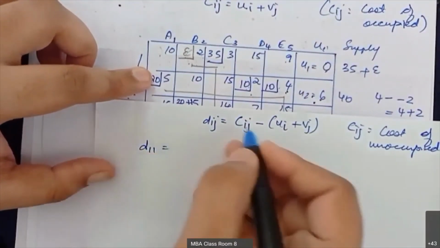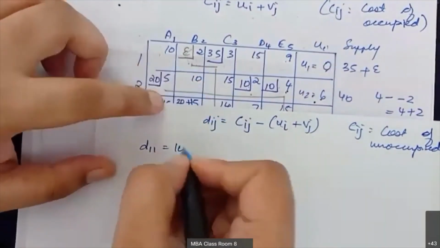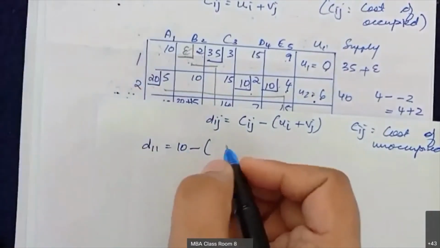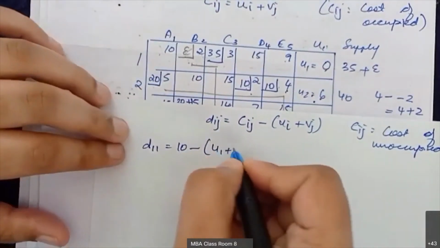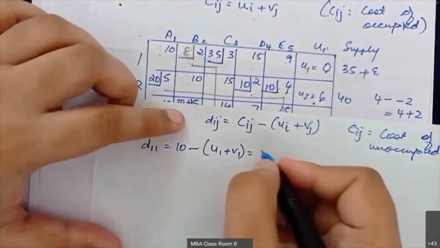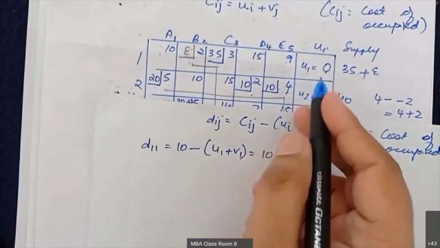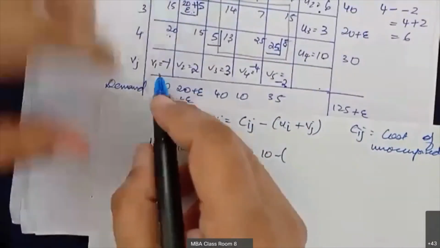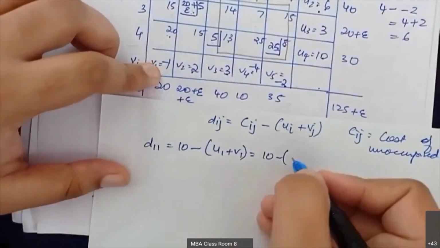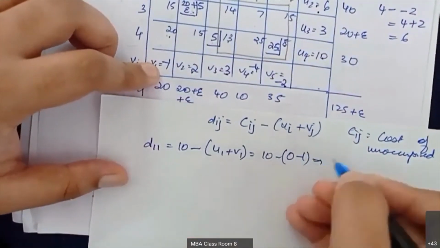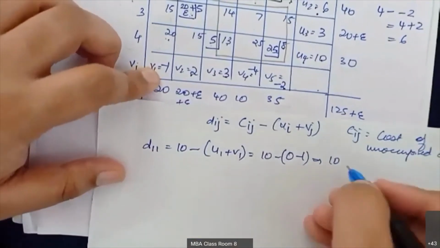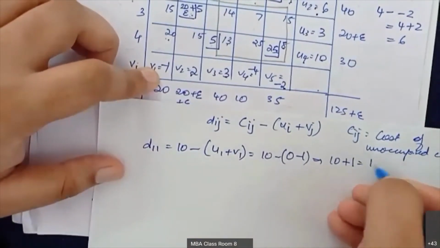D11 is equal to, what's the cost there? It is 10. 10 minus of U1 plus V1. What is my U1 value? U1 is 0. What is the V1 value? It is minus 1. So 0 minus 1, which is 10 minus of minus 1, that is 10 plus 1, the value will be 11.